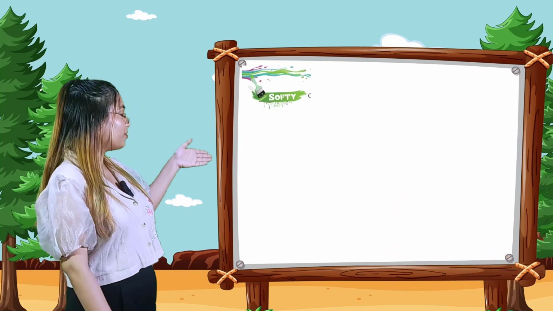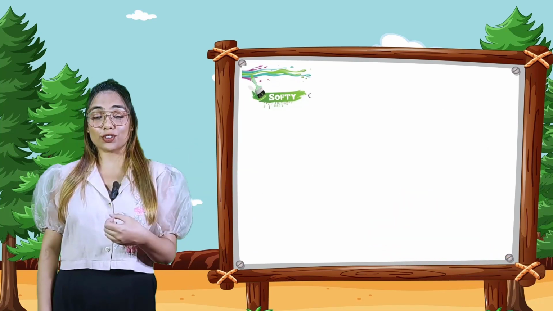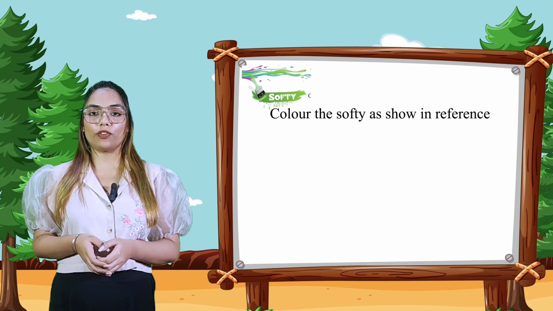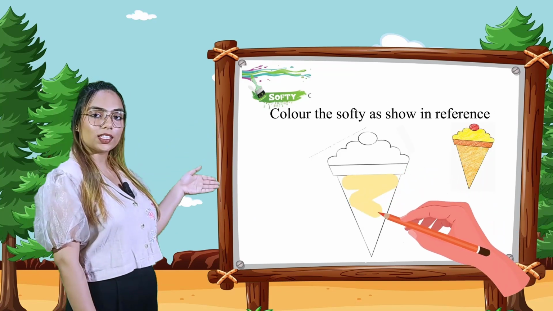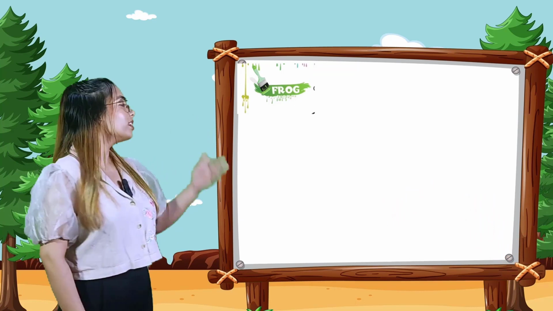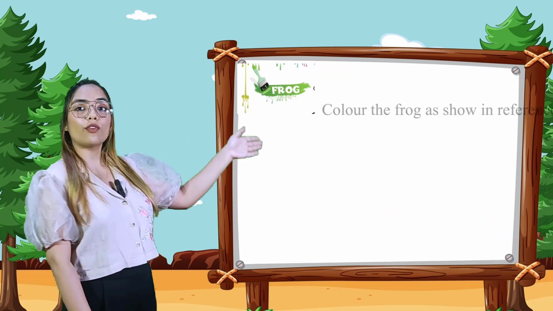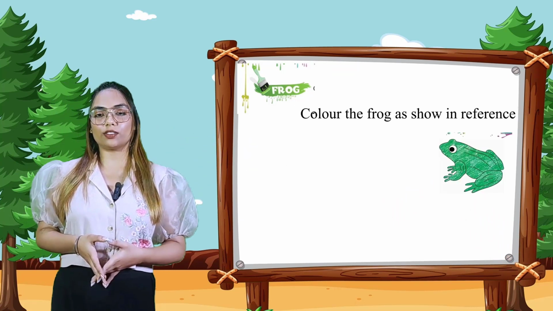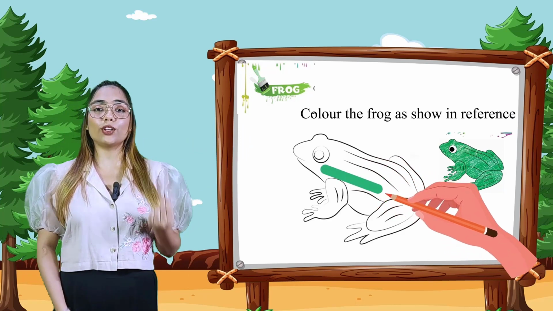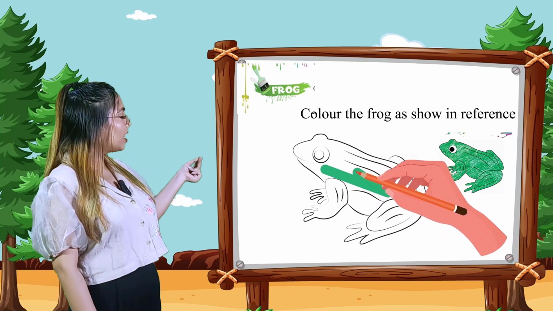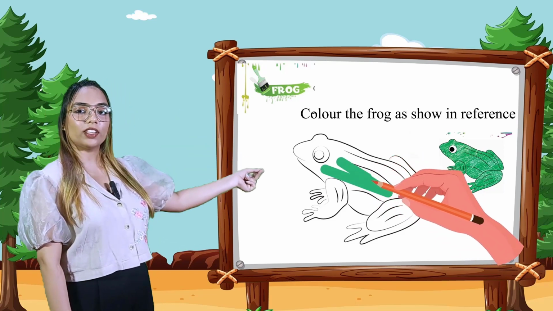Moving on to the next figure. Over here we have a softie. Who doesn't love a softie? So let's start coloring this softie as shown in the reference. Moving on. The next reference we have is of a frog. What color is this frog? Yes, the frog is of green color. So pick out your green crayons and start coloring this as shown in the reference.